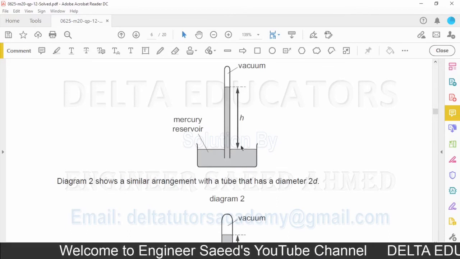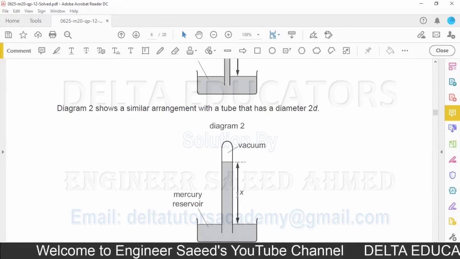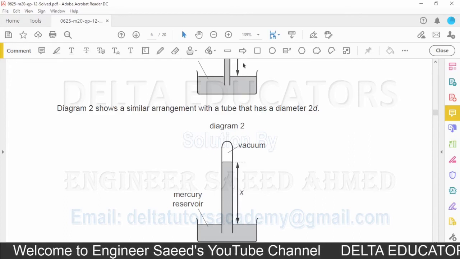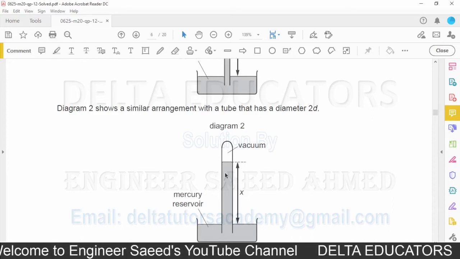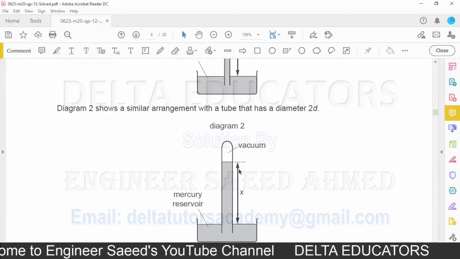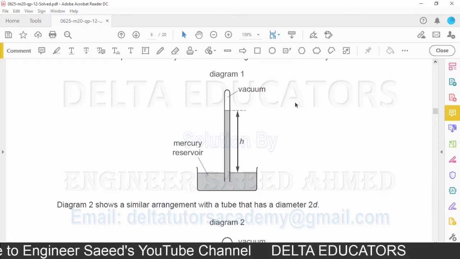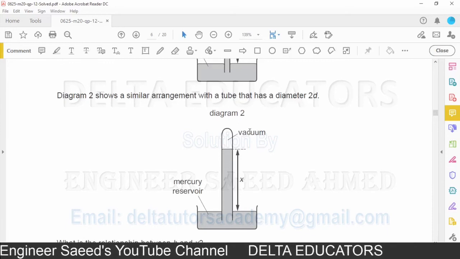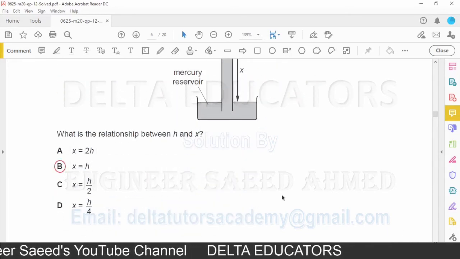Here this height is H, this height is X. This height H or X is independent of the diameter. Since this H or X is independent of diameter, if we increase the diameter or decrease the diameter, this height will remain the same. This height will remain constant. So we can say this height H as shown in diagram 1 will be equal to height X as shown in diagram 2. So H is equal to X, and X is equal to H is given in option B.